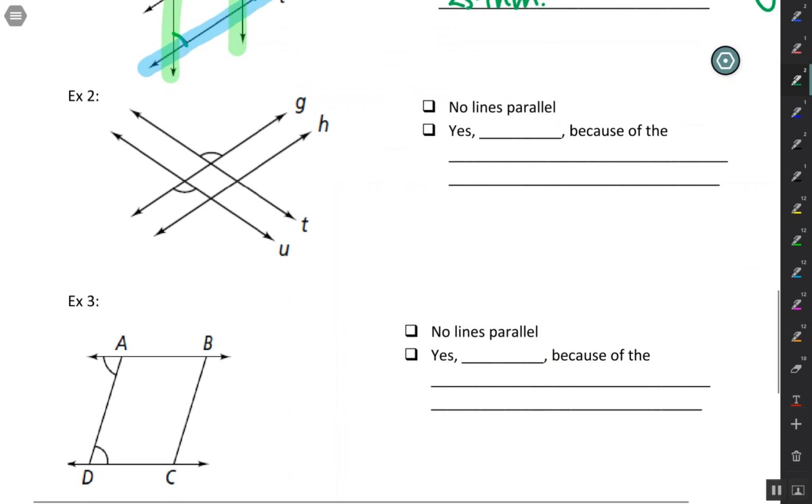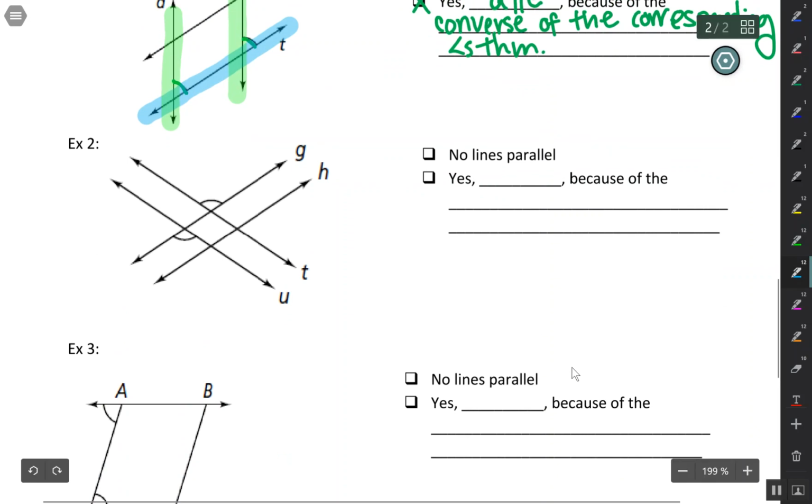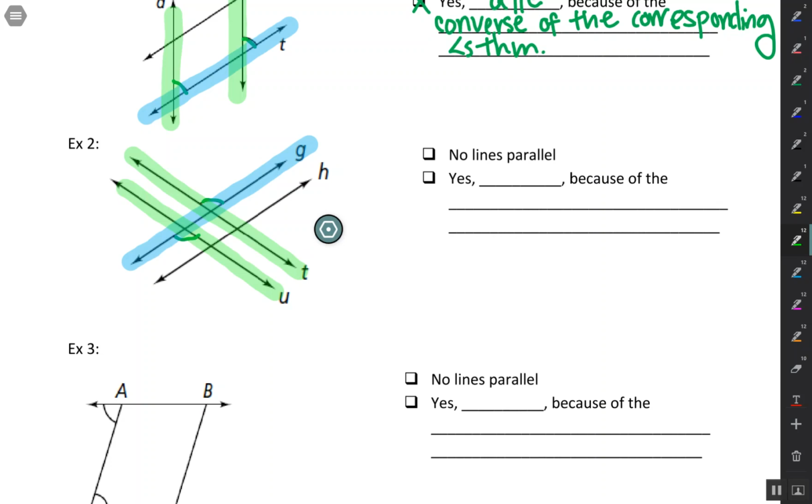Okay, let's take a look at example 2. Again, you want to focus on what lines are making those specific angles. Which one is the transversal? Which ones would be the parallel lines? So here we're given this angle is congruent to this angle. And so the transversal would be G, and the two lines are U and T. And those angles would be alternate exterior angles.